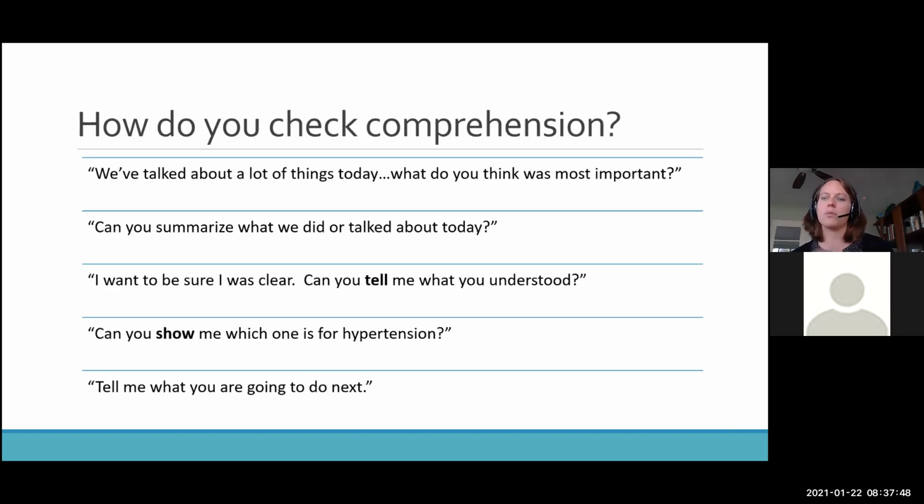Tell me what you're going to do next. We talked about this at the end of the session. What are you going to do when you leave here? And I can tell you, if the person can't remember what they were going to do at the end of your session, it's going to be even harder to do that when they go out in the community with all the other distractions of life happening.